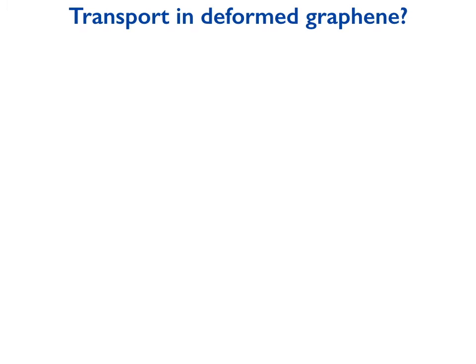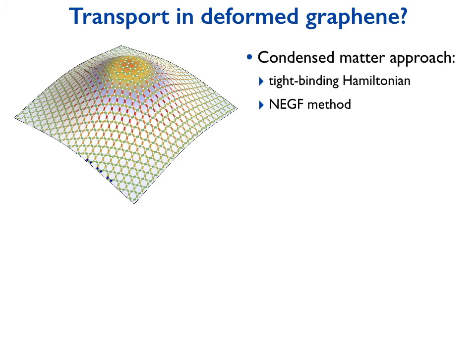In this article we study the transport in deformed graphene nanoribbons. On the one hand, we adopt the condensed matter approach, where the system is described by a tight binding Hamiltonian. The deformation enters there in the hopping matrix elements between the atoms. The current flow is calculated by the non-equilibrium Green's function method.